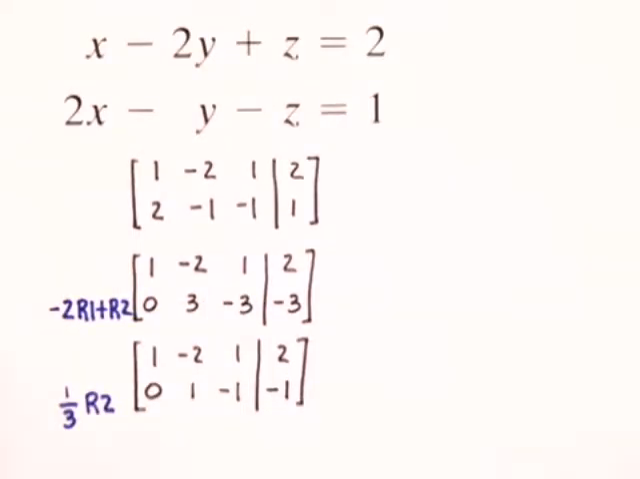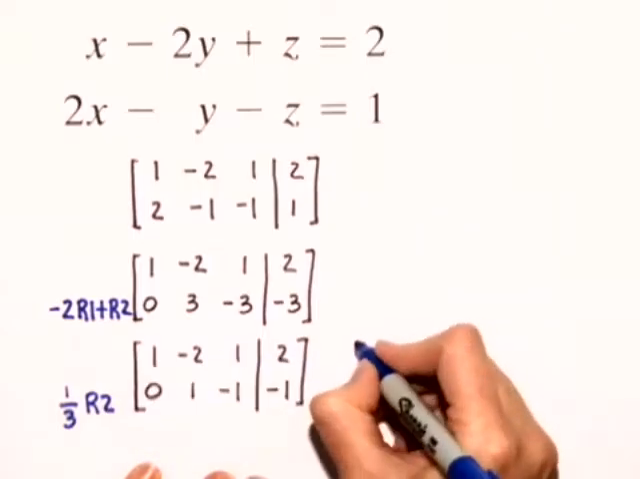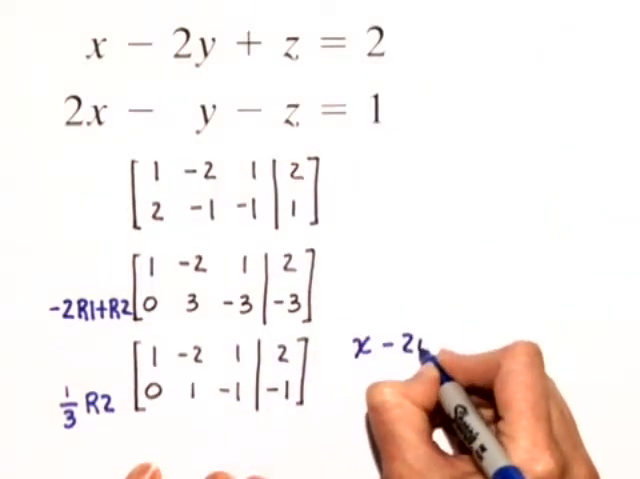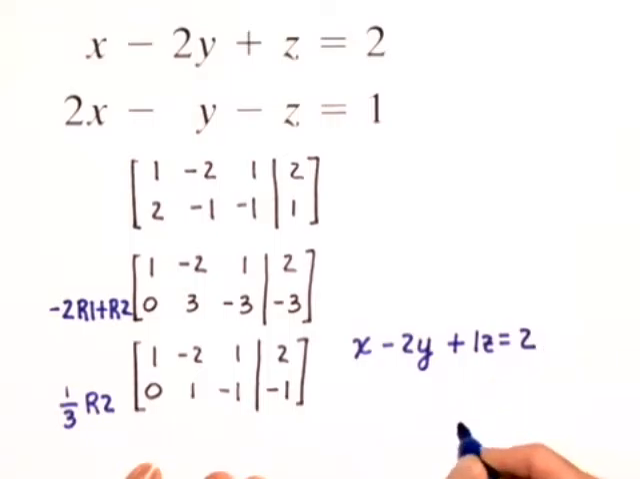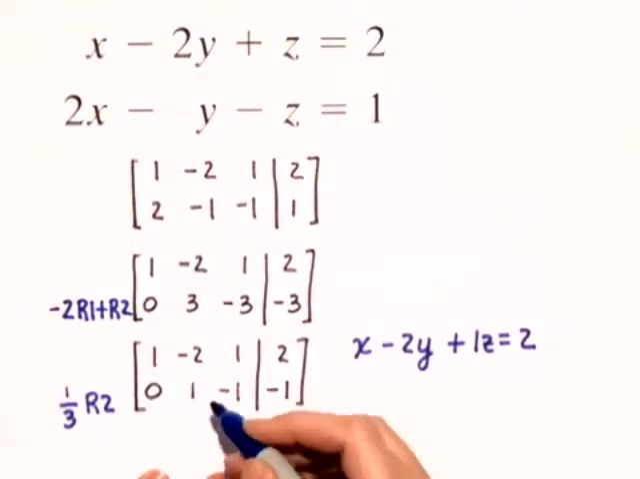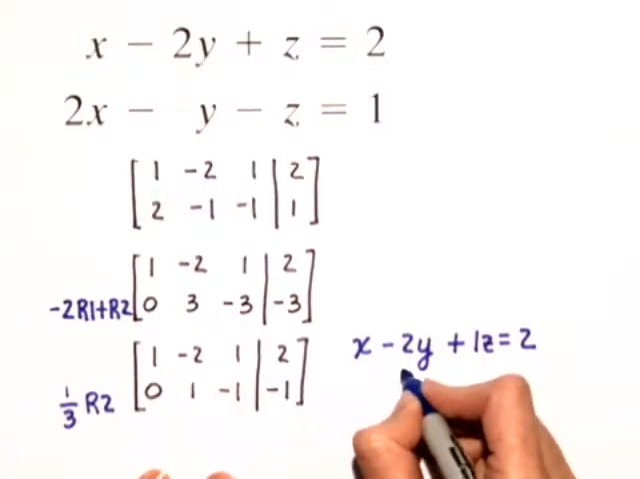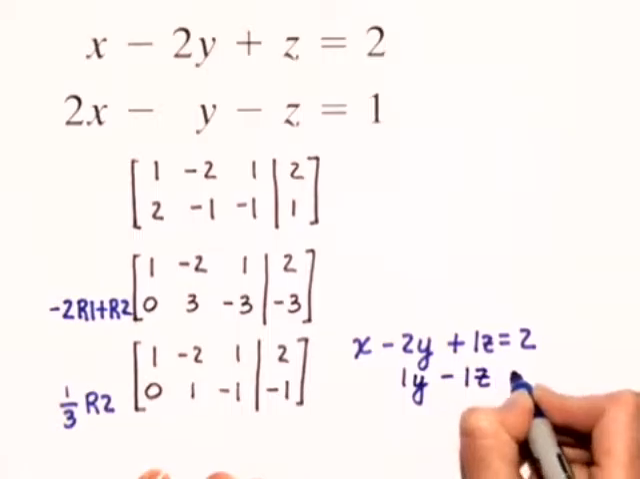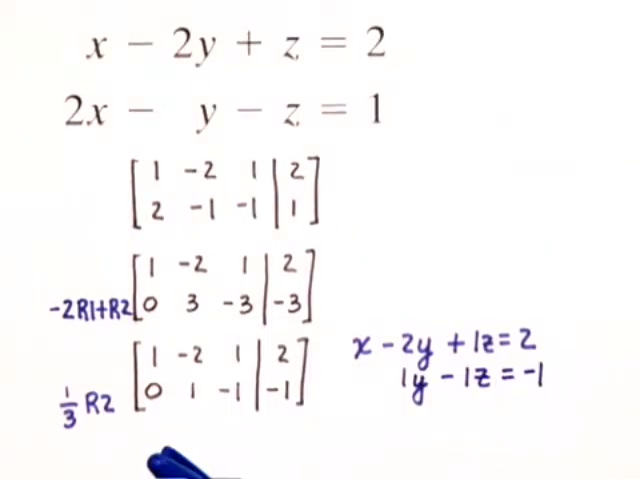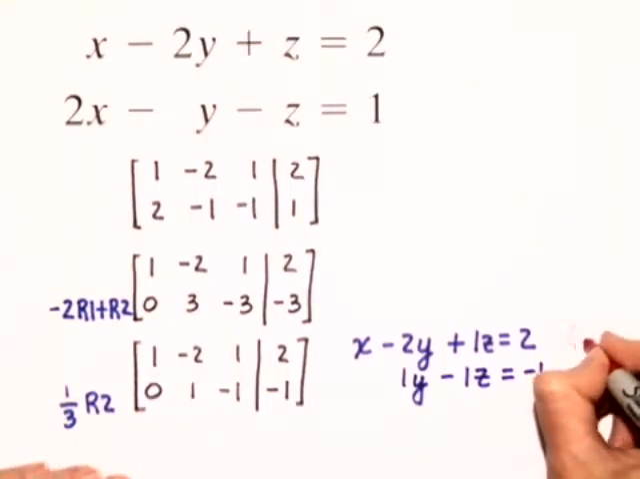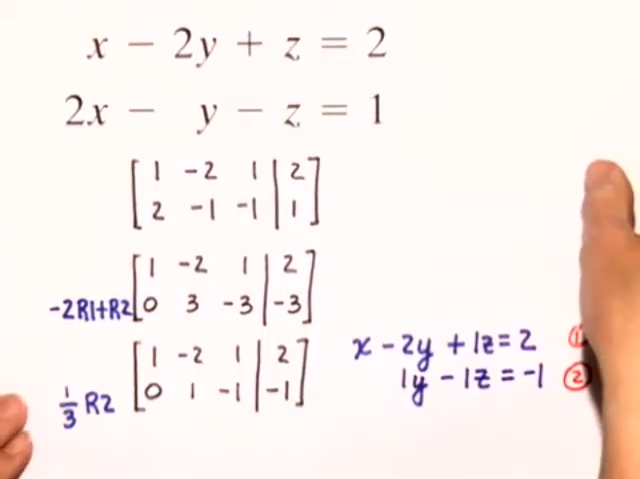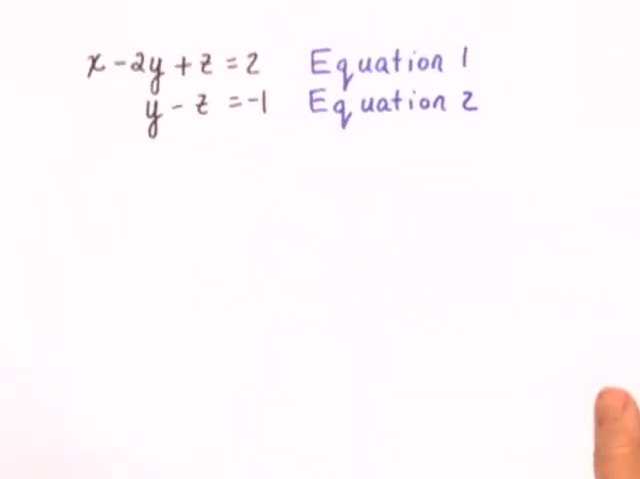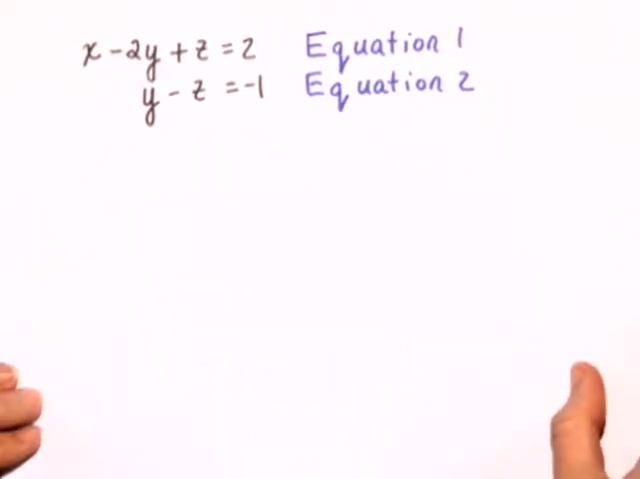Now let's write down what this augmented matrix means. It means the first row is x minus 2y plus 1z is equal to 2. And the second row means 0x, so I don't need to write that down, plus 1y minus 1z is equal to -1. I'm going to call the first one, just for the moment, equation 1, and the second one equation 2. So I've rewritten equation 1 and equation 2 down.